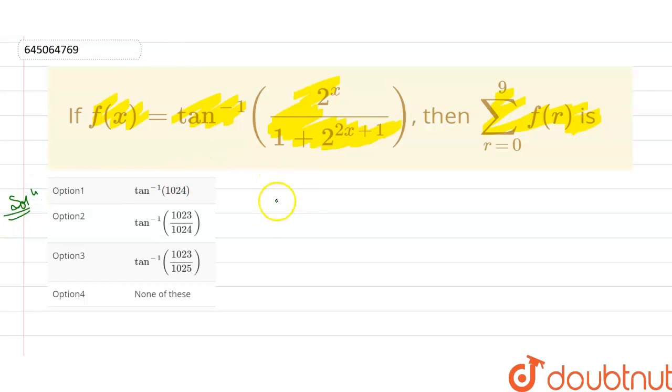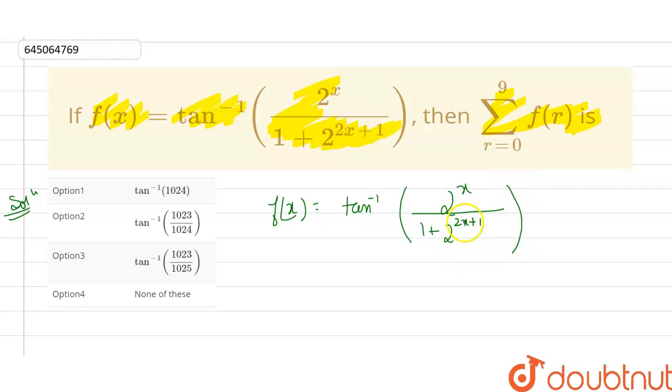Okay guys, so f(x) given to me in the question is basically tan inverse of this function, which is 2x divided by 1 plus 2 to the power of 2x plus 1. Sorry, the plus 1 is in the power, so let me correct it here. This should be in the power of x plus 1. Okay, this is the function given to me.